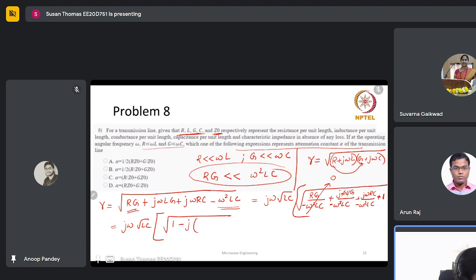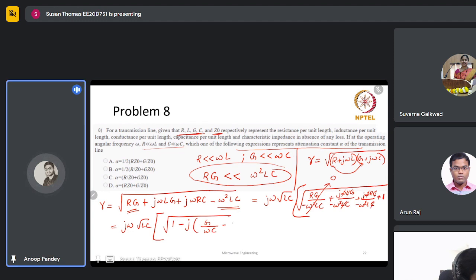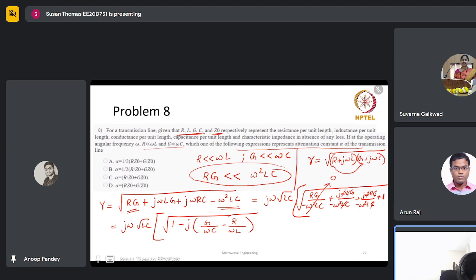L gets cancelled. G by omega C minus, second term, it becomes, C gets cancelled, I think it will be R by omega L. Then it will be plus, I think, in bracket. Which one? Oh, yeah. This is plus.